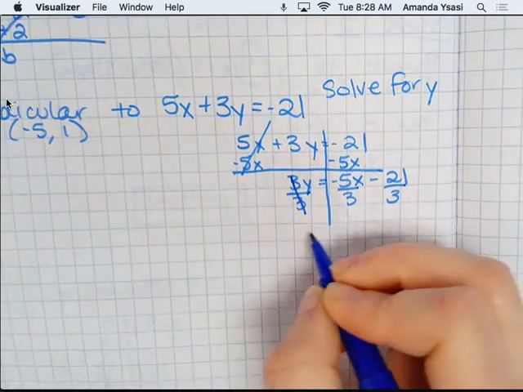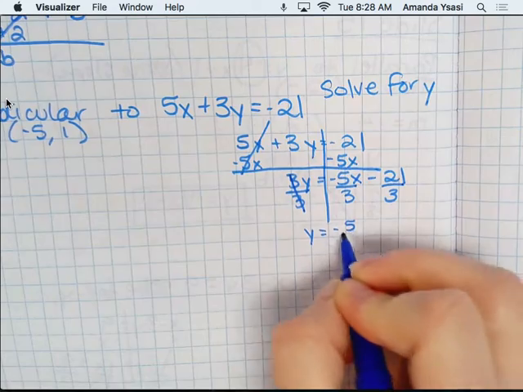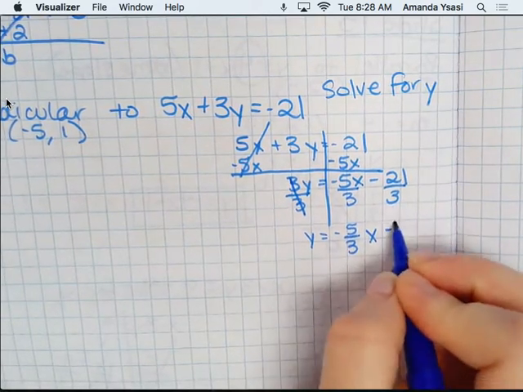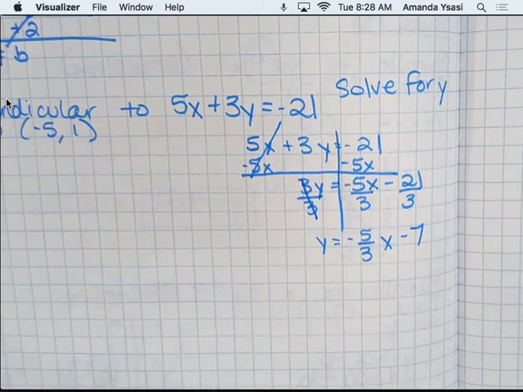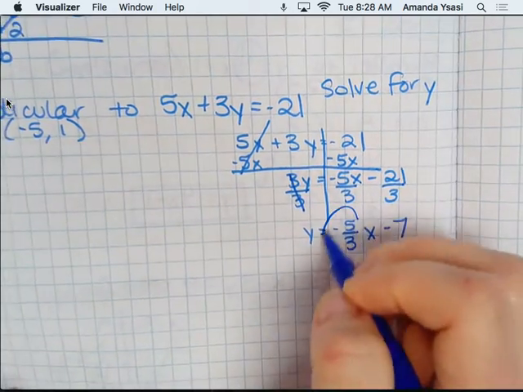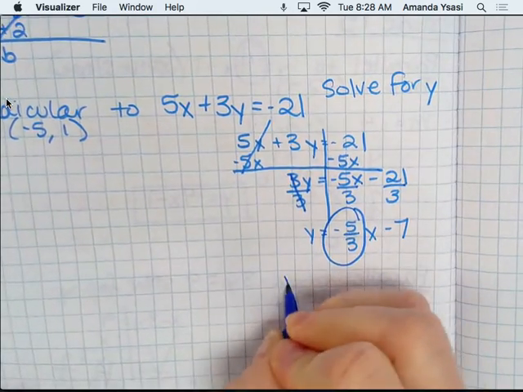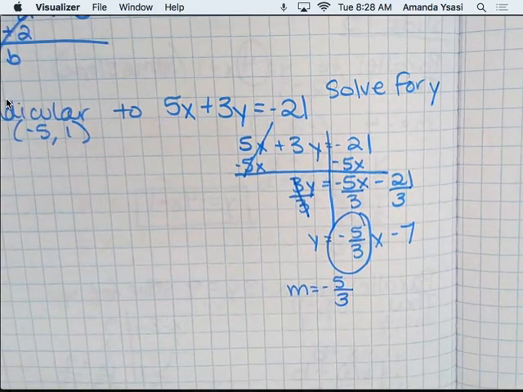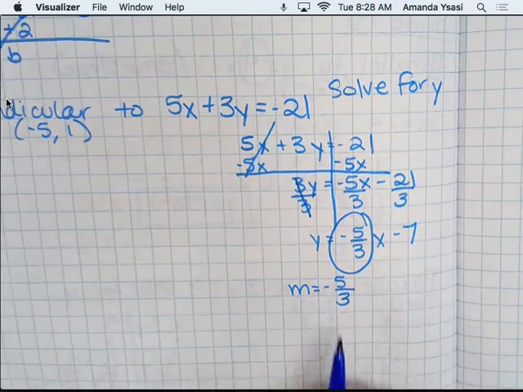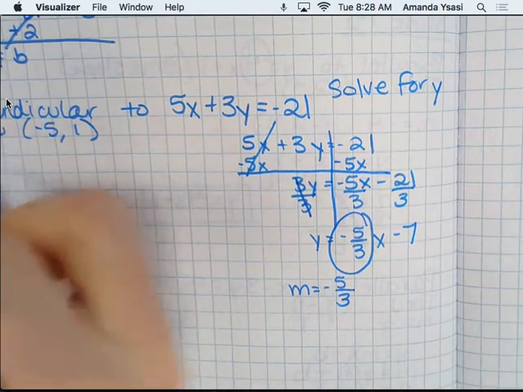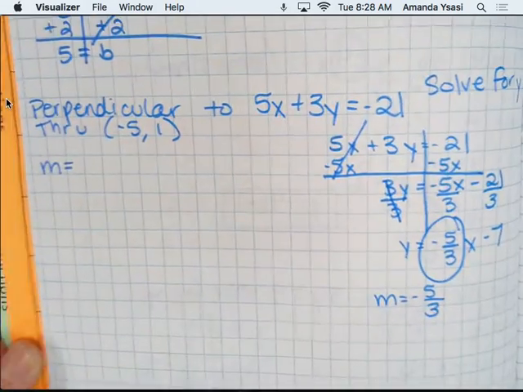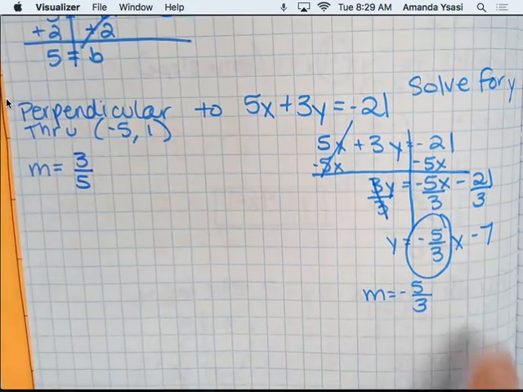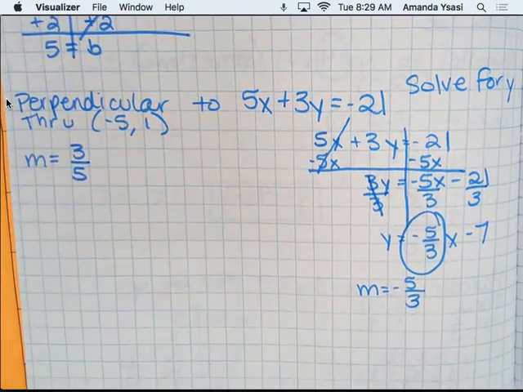So then we have y equals negative 5 over 3 x, and then 21 over 3? 7. Negative 7. We don't really care about that, though. The only thing we care about is this: m equals negative 5 over 3. So what is our new m? It would be 3 over 5. 3 over 5, yep. And it's positive because this one's negative, so this one's positive. Flip and change the sign.